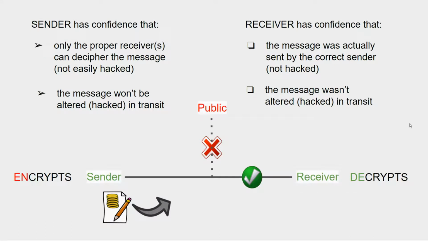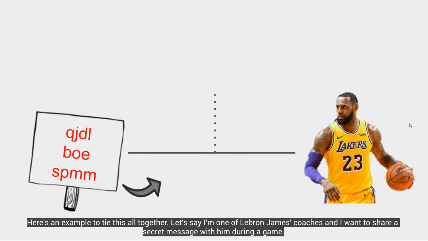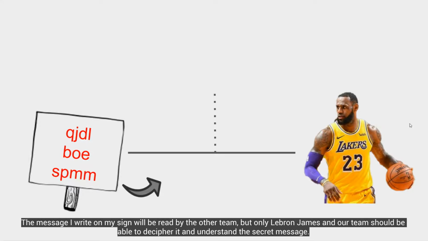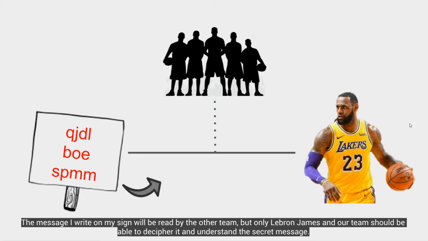To tie this all together, we'll use an easy example. Let's say I'm one of LeBron James' coaches and I want to share a secret message with him via a poster board during the game. The message that I write on my sign will be read by the other team, but only LeBron James and our team should be able to decipher it and understand the secret message.